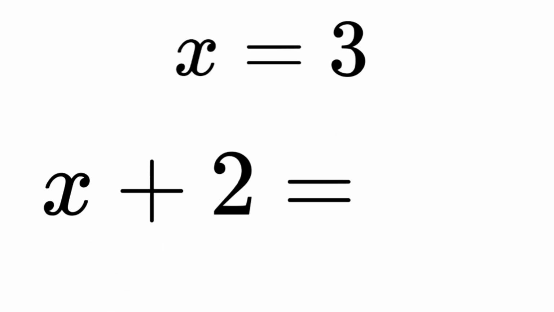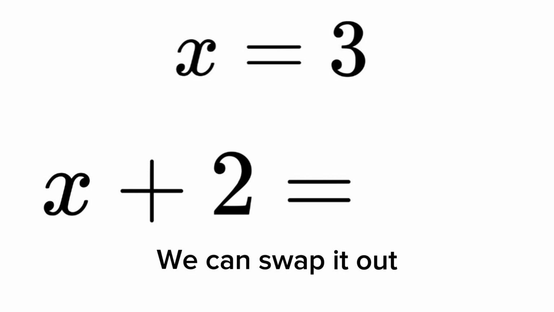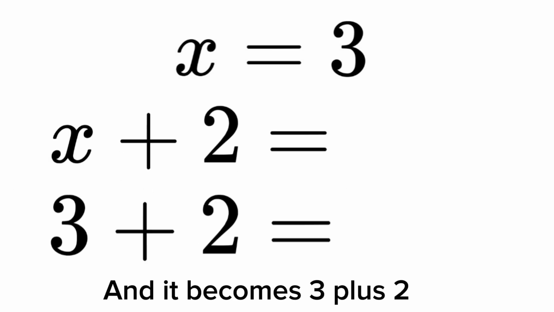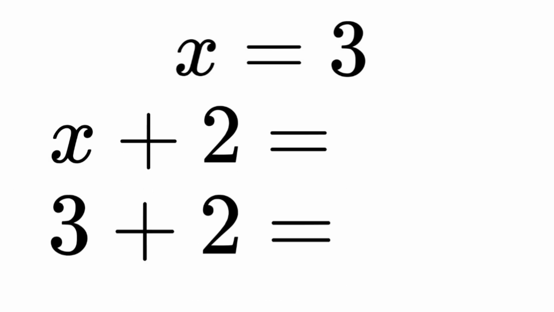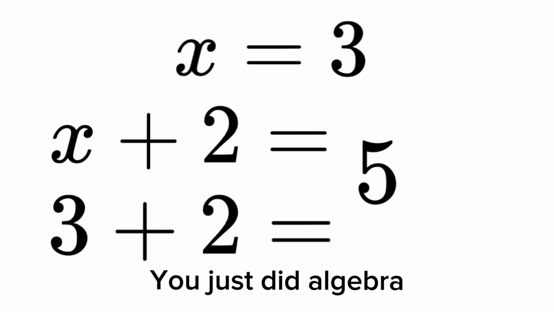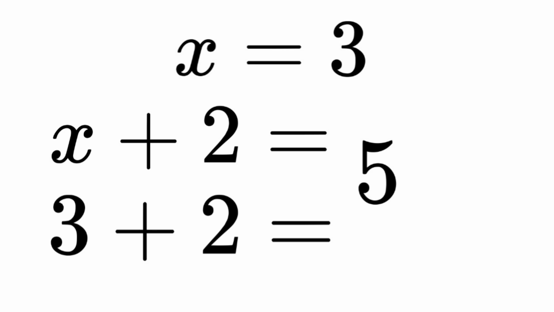Let's look at this example. Say x equals 3. What is x plus 2? Well, if x is 3, we can swap it out. And it becomes 3 plus 2. That's 5. Done. You just did algebra. Woo!